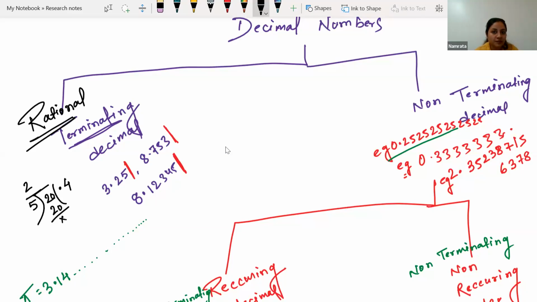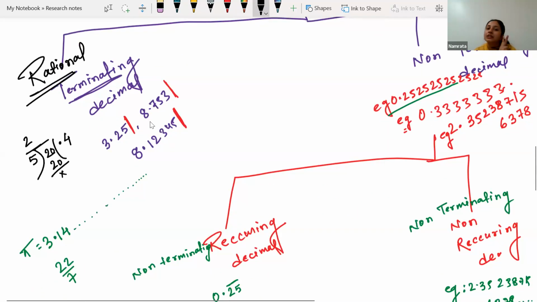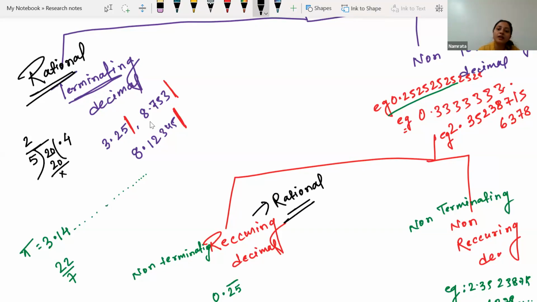What about non-terminating? Are all the non-terminating numbers rational? No. Non-terminating has two types: recurring and non-recurring. Recurring are rational numbers. Non-recurring are irrational numbers. So decimal numbers are of two types, terminating and non-terminating. A terminating decimal number is called a rational number.